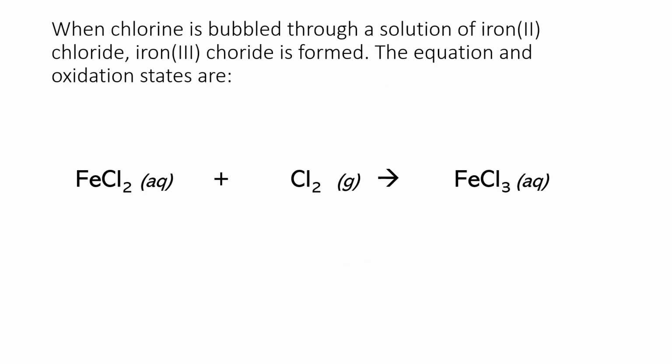Alright, kita tengok contoh yang kedua. When chlorine is bubbled through a solution of iron 2 chloride, iron 3 chloride is formed. The equation and oxidation states are FeCl2, iron 2 chloride, react with chlorine gas, produce iron 3 chloride. So AQ here is mean aqueous solution lah. Maksudnya iron 2 chloride telah dicampurkan ke dalam air untuk menjadikan dia aqueous solution.